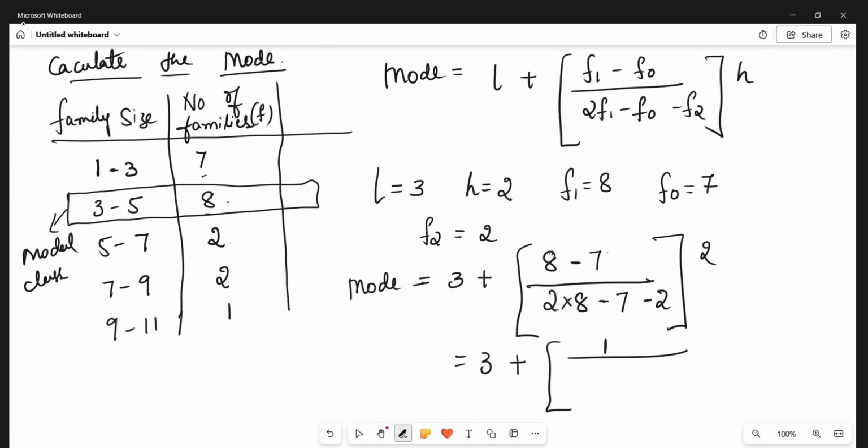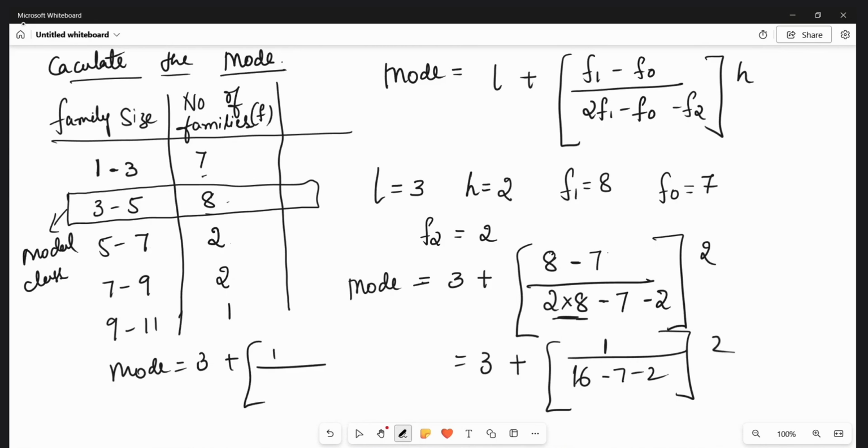you have to do the multiplication first, then the subtraction. Don't do 8 minus 7 first. Okay. Always remember multiplication first. 8 2s are 16. Okay. Minus 7 minus 2. You can write another step. Okay. So mode is equal to 3 plus 1 by minus 7 minus 2 is minus 9.